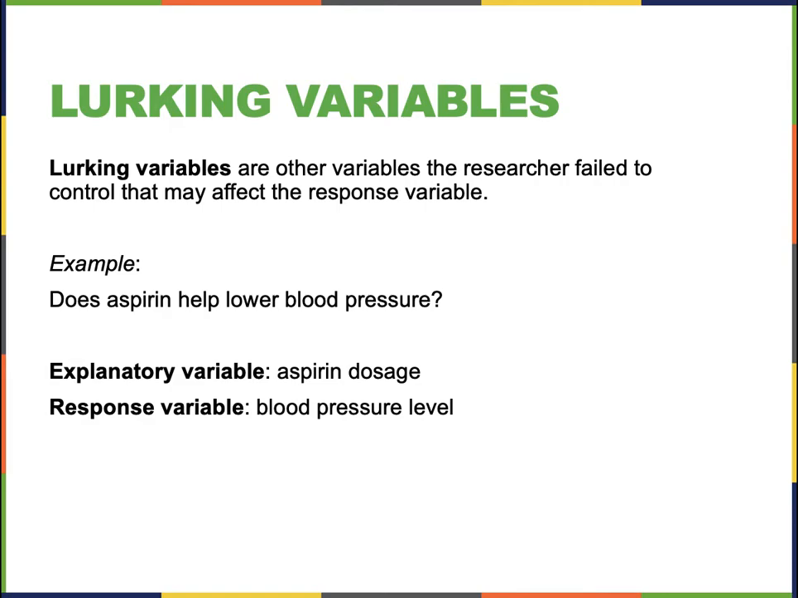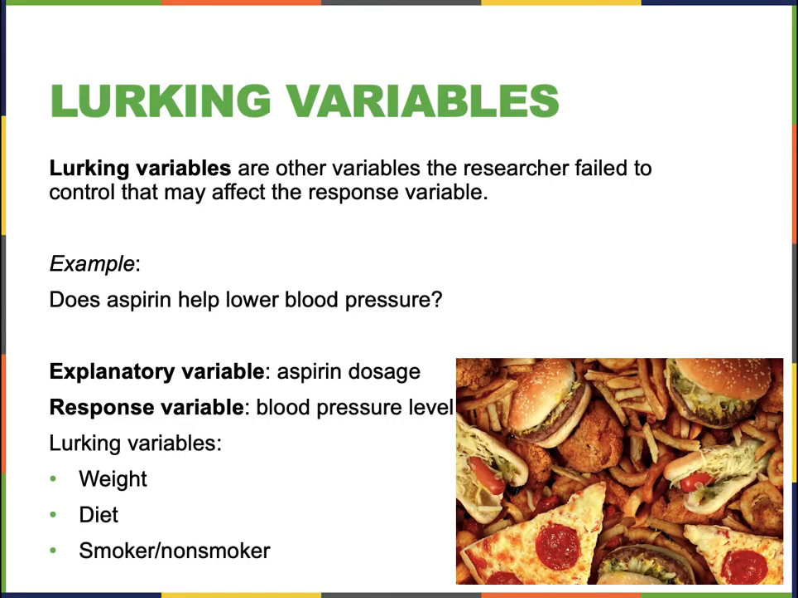So if we look at the same example from before, remember we said the explanatory variable was the aspirin dosage and the response variable was the blood pressure level. But when analyzing different participants in an experiment, their blood pressure might potentially be impacted by other factors beside the aspirin dosage that they're taking. These other factors are weight, diet, and whether or not they smoke. So these would be considered lurking variables.